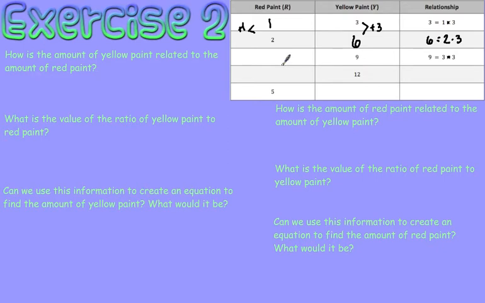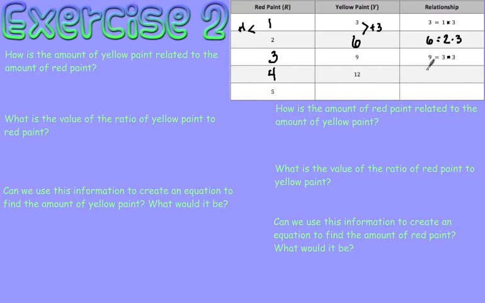So I want you to take a minute and fill out the missing pieces in the table, and when you come back, we'll check your answer. Alright, so I'm going up by 1 each time. So here I would have 3 gallons of red paint and 4 gallons of red paint. And I know that my 3 gallons of red paint times 3 equals 9. Because I know for every 1 gallon of red paint I use, I have to use 3 gallons of yellow. So 3 times 3 gives me 9.